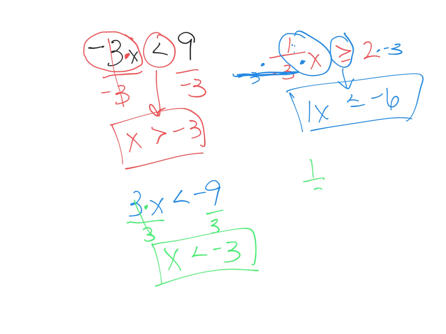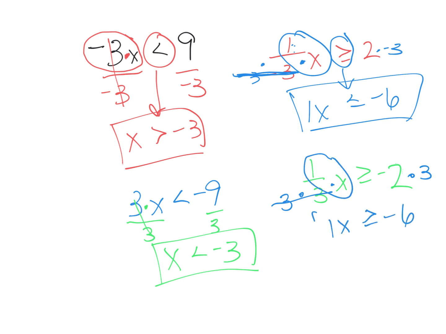Or if I had 1/3 x is greater than or equal to negative 2. Sorry, that's kind of sloppy. Let's try that again. Negative 2. I'm going to multiply by a positive 3 because there's no negative attached with multiplication or division. I get rid of that and I multiply again by the 3. This is what is left. 1x is greater than negative 6.